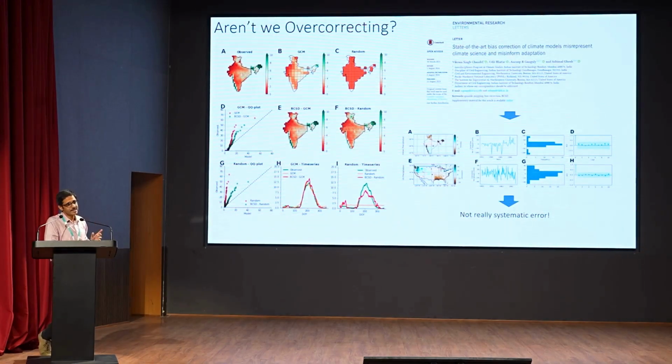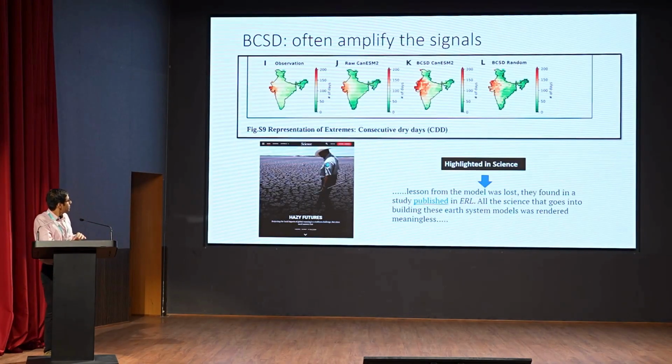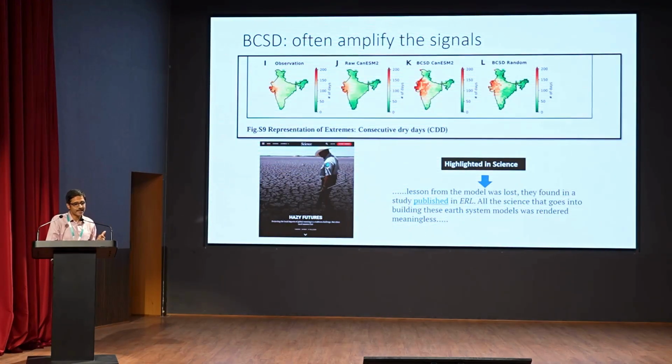I'd like to mention this kind of bias correction approach was even used in IPCC reports. What we showed is that because of this, sometimes the climate signal gets amplified. For example, you can see observations and the global climate model giving a very similar pattern, but when you apply this kind of correction, it gets amplified, which is shown even in the random number case. So of course we published it, and it was highlighted in Science magazine, mentioning that this is one of the major problems of this kind of approach.